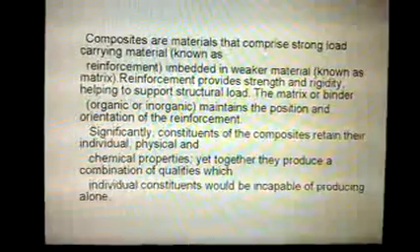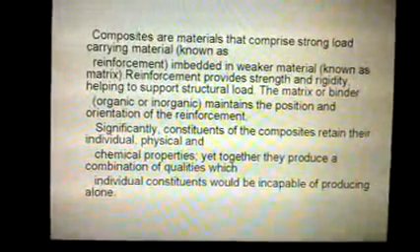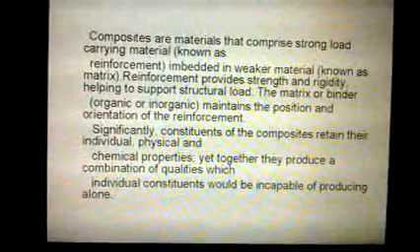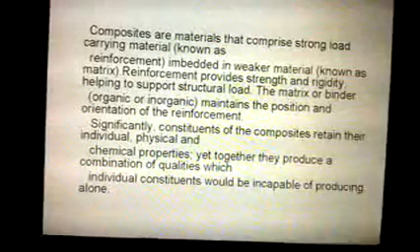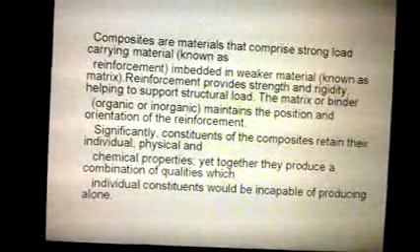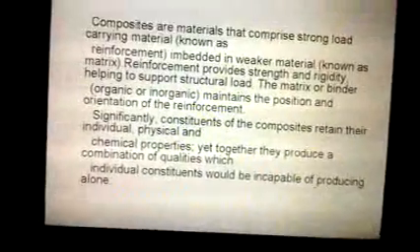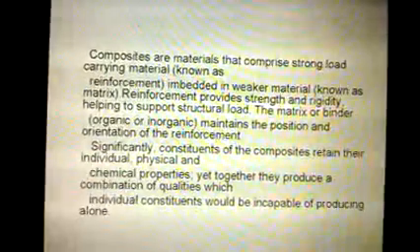Composite materials are those that comprise a strong load carrying material known as reinforcement embedded in a weaker material known as matrix. Reinforcement provides strength and rigidity, helping to support structural load. Constituents of composites retain their individual physical and chemical properties, yet together they produce a combination of qualities which individual constituents would be incapable of producing alone.